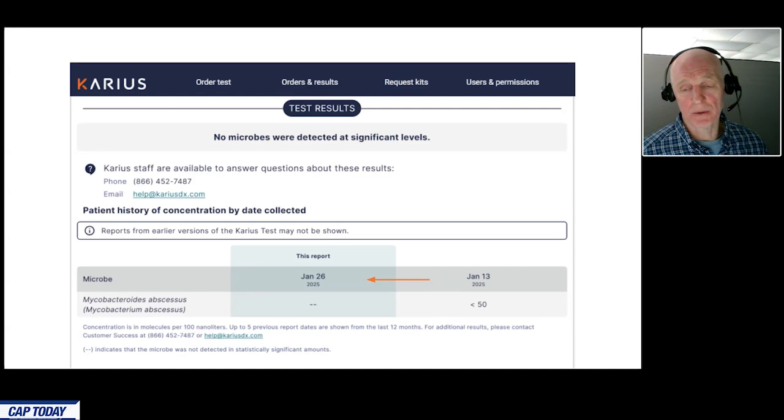His chest x-ray showed cavitary infiltrates, again, a differential quite broad, including invasive fungal infections and TB. And again, he was placed in isolation. 2 days later, the Karius test came back, demonstrating his pulmonary infection appeared to be a Mycobacterium abscessus infection.